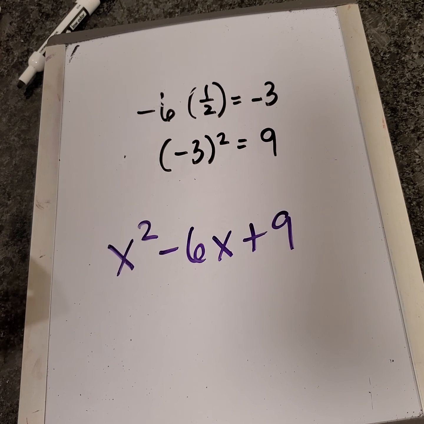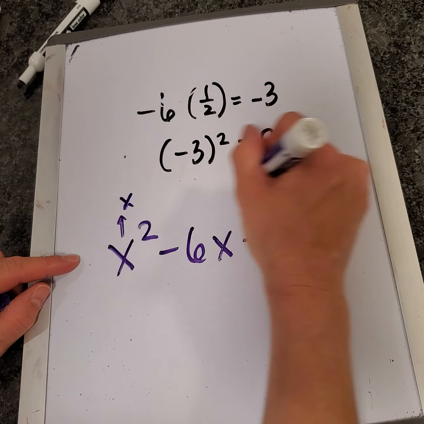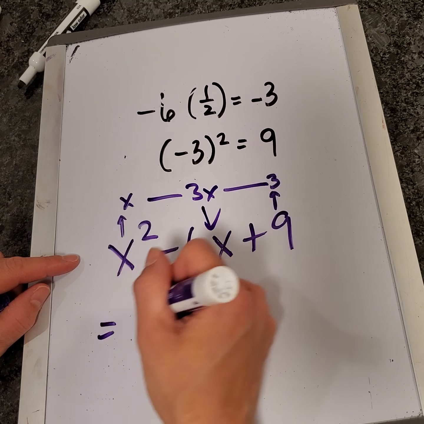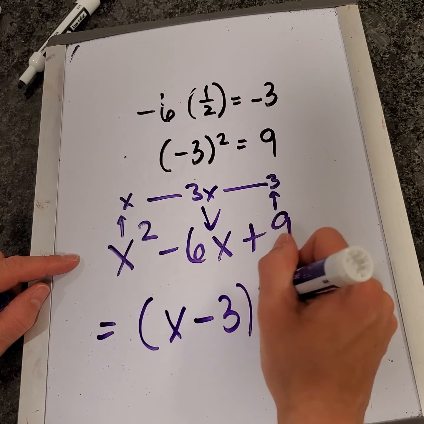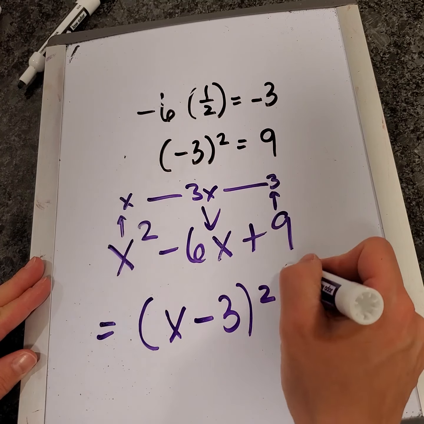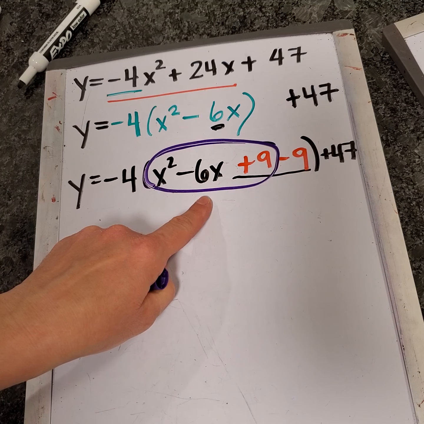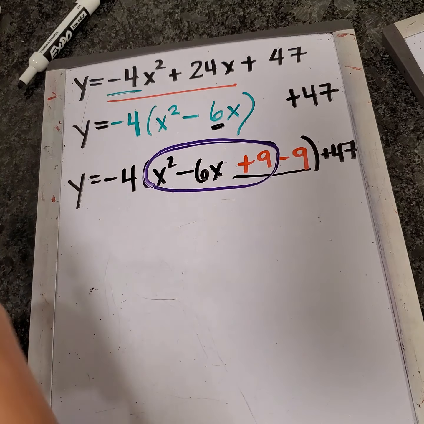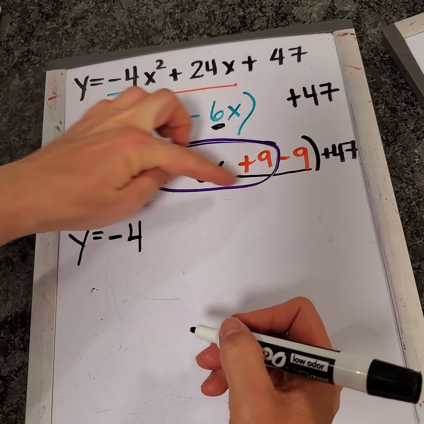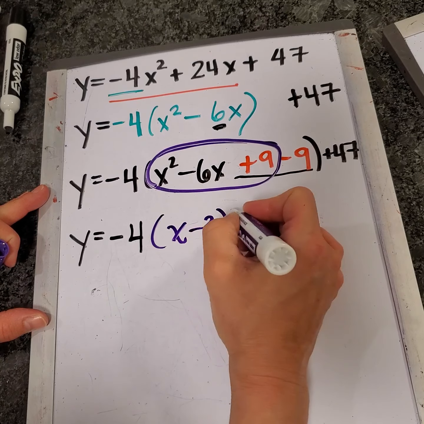This is a perfect square trinomial. The square root of this is x. The square root of this is 3. x times 3 is 3x, and when I double it, I get 6x. This can be factored like that. So what I'm going to do is take this and replace that with it. All right, so we've got y is equal to negative 4. I just realized this was a perfect square trinomial, and when I factored it, it looked like this.